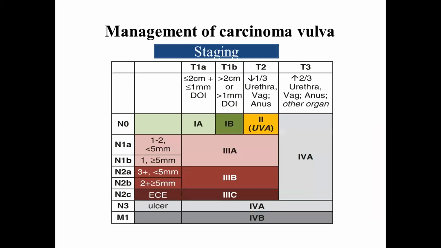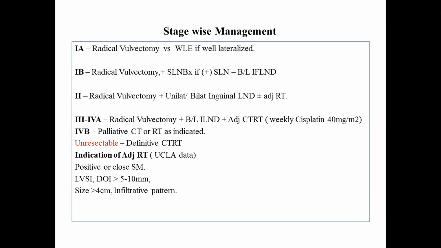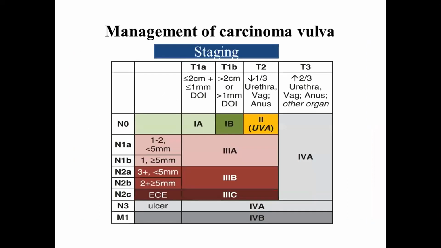2 cm with less than or equal to 1 mm depth of invasion and N0. 1A is treated by radical vulvectomy or even wide local excision if it is well lateralized. As it is N0, there is no need to address the node surgically or by other methods. Now the 1B, the basic difference between 1A and 1B is in the size and depth of invasion. Both are N0.